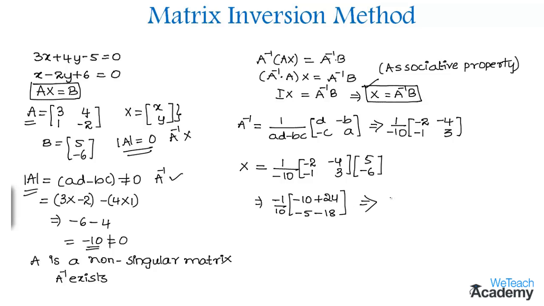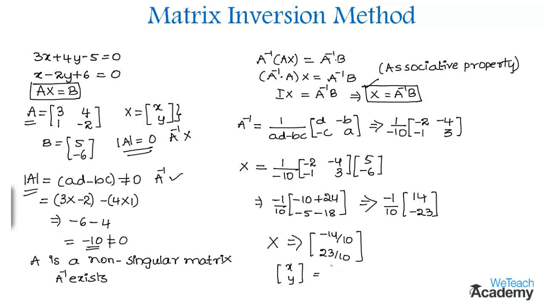Then by adding, we get minus 1 divided by 10 into minus 10 plus 24, which results in 14, and the next element is minus 5 minus 18, which in turn becomes minus 23. By multiplying minus 1 by 10 to the inner terms, we get minus 14 by 10 as the first element, and the next element, minus into minus becomes plus, so we get 23 by 10. Here, as X represents the variable matrix x and y, which is equated to the matrix minus 14 by 10, which in turn becomes minus 7 by 5, and this element remains the same, which is 23 by 10.